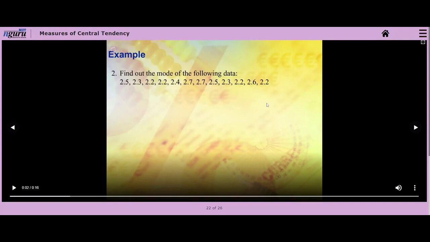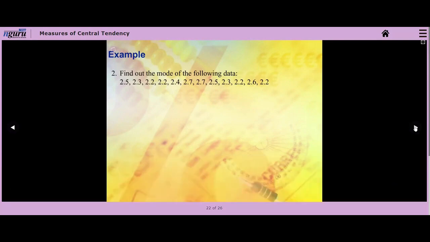Here are a few examples. What is the mode? 120, ma'am. 2.2, ma'am.